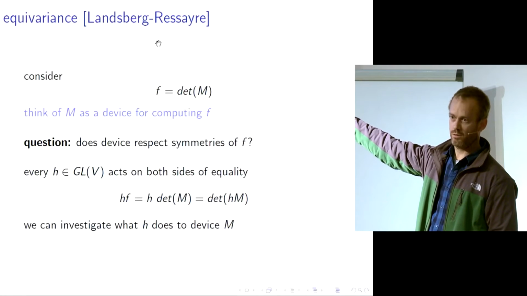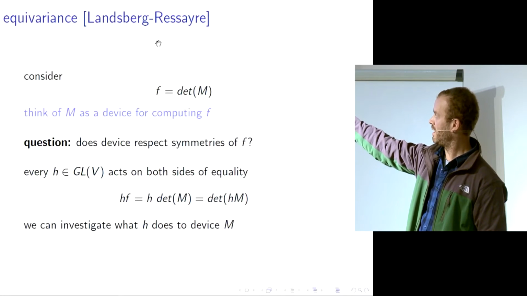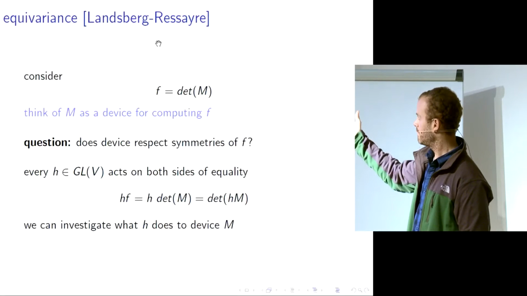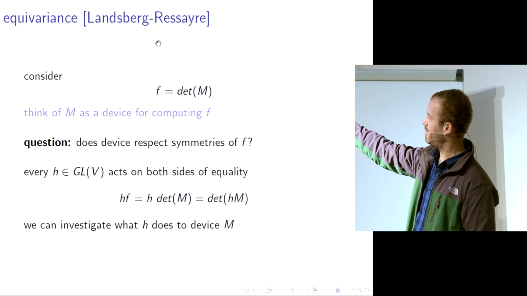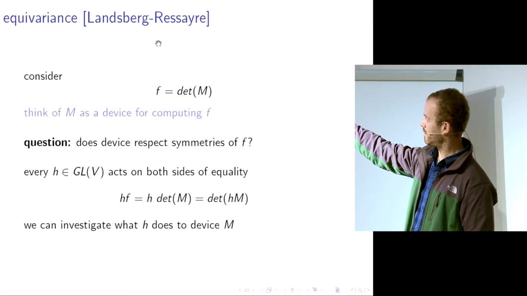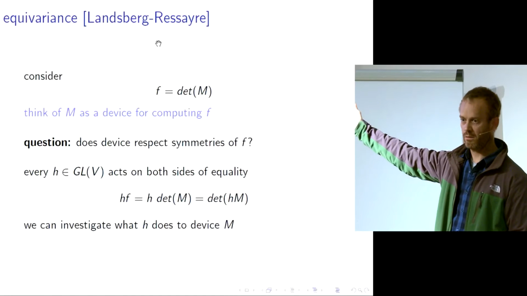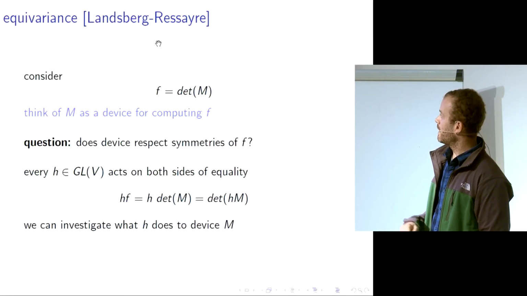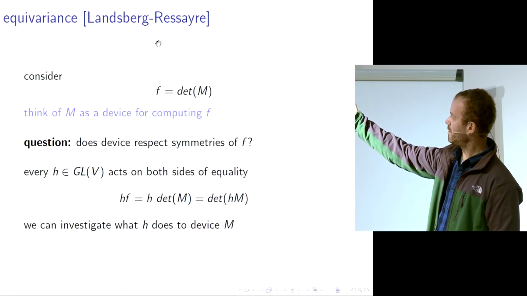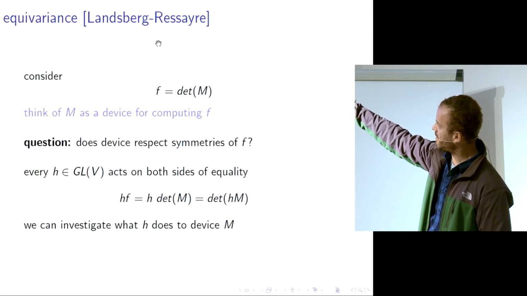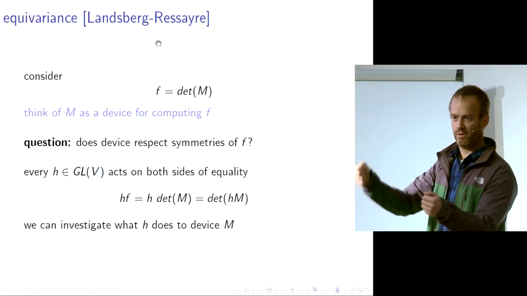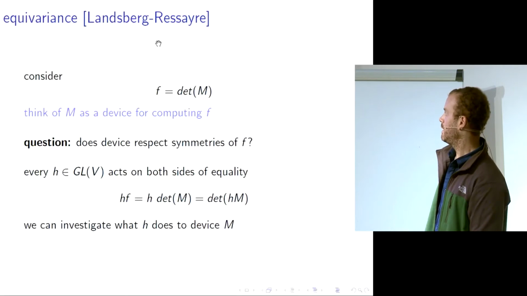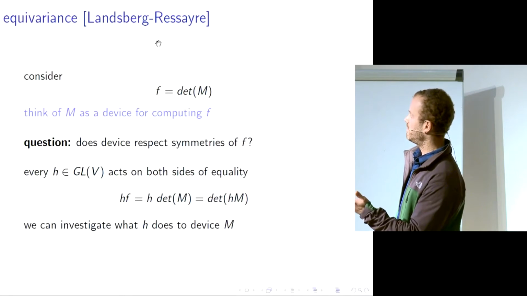This equality is still true if F is a stabilizer of H, so this equality is always true. Yes, but if H is in the stabilizer, then the whole thing is F again, because H of F is F. So instead of this equality that is always true, we can look inside at what H does to the device itself, to M. This is what they suggested.